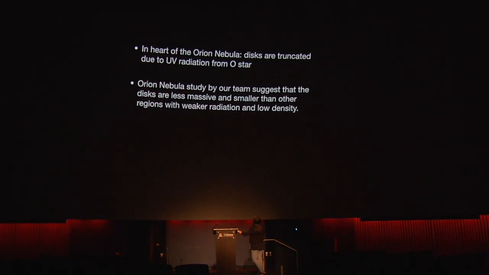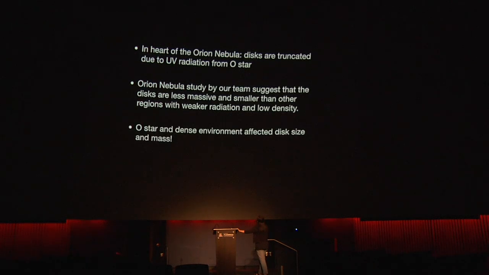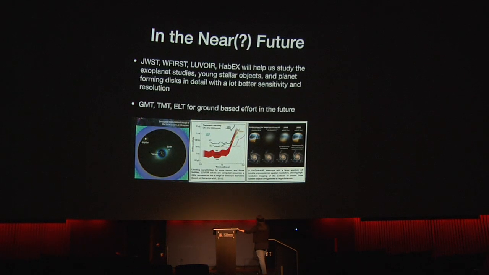And basically, so the heart of Orion Nebula, very harsh region, disks are truncated. We find that due to UV radiation from our star. And also the density. As I mentioned, the density is pretty high in that region too. And our team's study actually suggests that disks in Orion is less massive and smaller compared to the weak region. And O-star density environment actually do affect disk size and mass and would affect evolution.